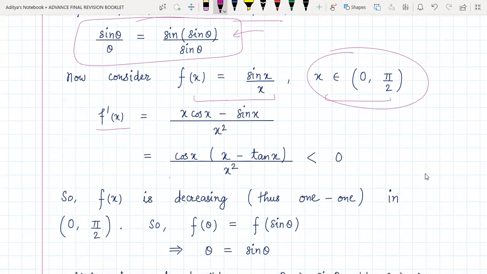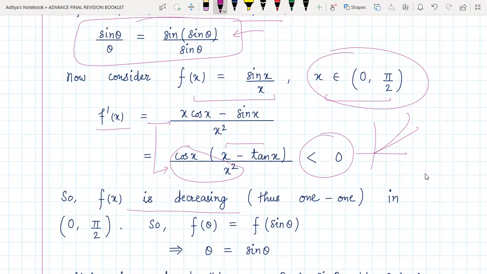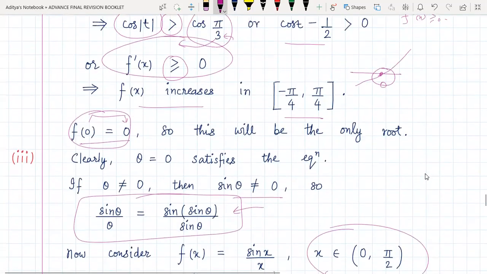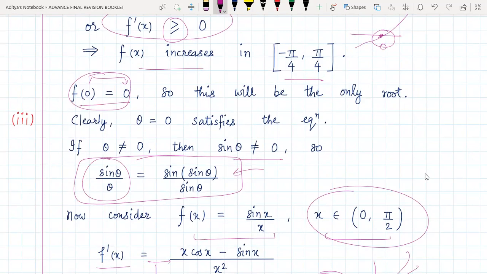So f prime x, if we find, it comes out to be this, and on simplifying or manipulating, it becomes this. But this is all positive, right? And x, as we know, is always less than tan x whenever it is an acute angle. So this entire thing is less than 0. So f of x is a decreasing function, and thus a 1-1 function in 0 to pi by 2, right? So f of theta equal to f of sine theta. Look, this is f of theta and this is f of sine theta.